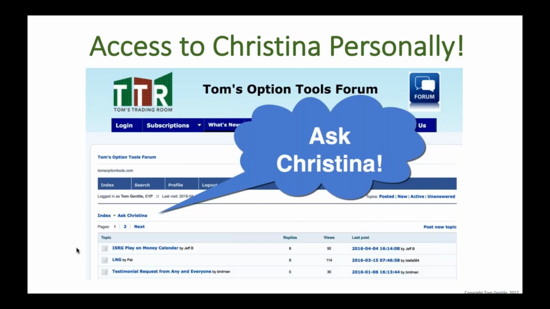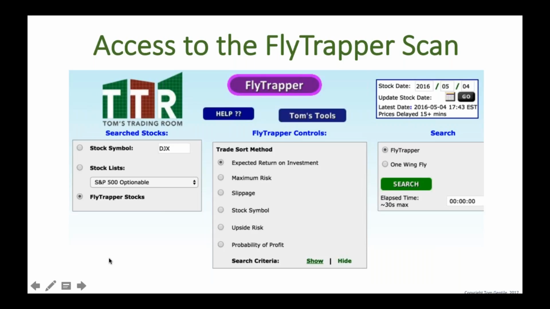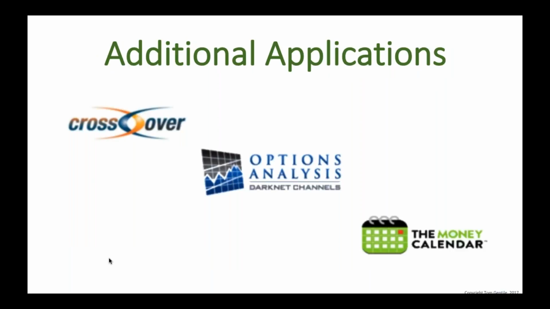Right. So we do talk about how you get access to Christina personally as part of this program. You get the Fly Trapper Scan, which is within our premium tools section. And as part of the program, Christina will be showing you how to access this and be able to do trade sorts on various butterflies that you're looking at, either by the actual stock symbol itself, or more importantly, creating your own group of stock lists through some various methods that she uses. In fact, using crossover methods, using the darknet channels, and even using the money calendar.